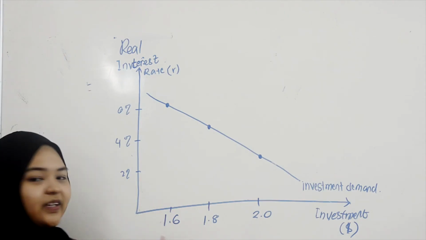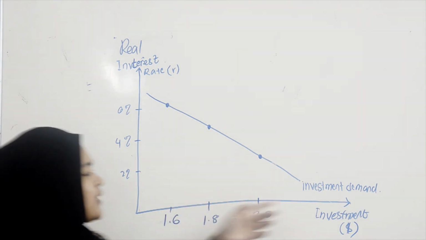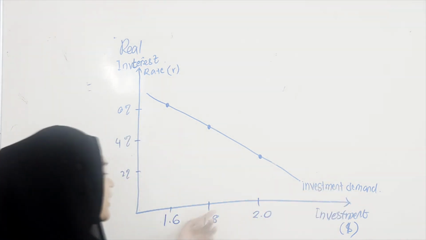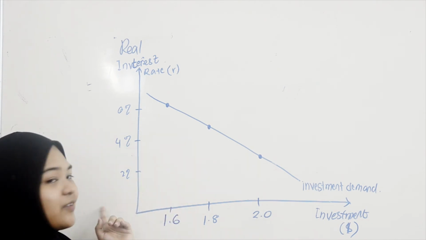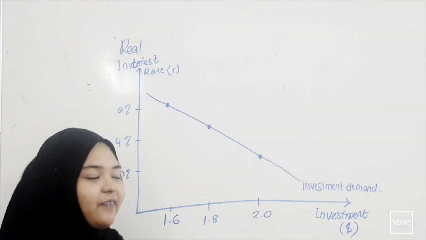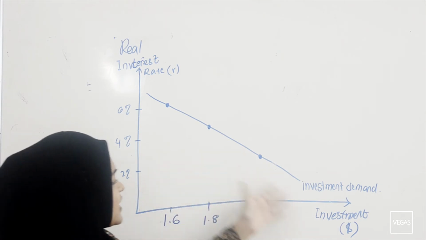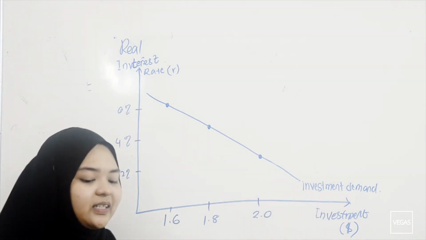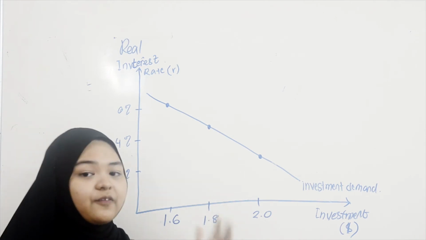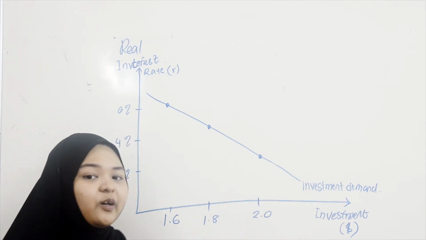This figure shows the investment demand curve, where the amount of investment increases while the interest rate decreases. However, there are some factors that could affect the investment demand curve other than the interest rate. These factors are called the determinants of investment, which will be discussed further on.